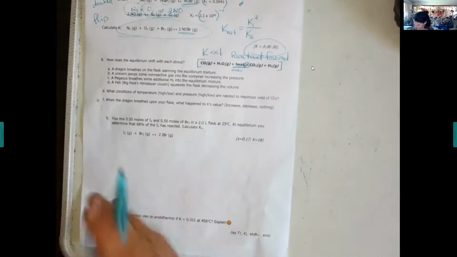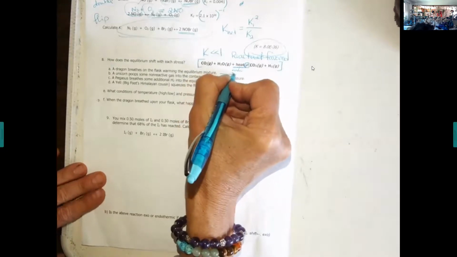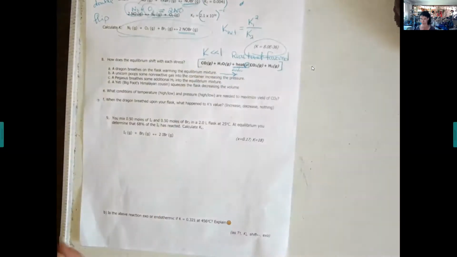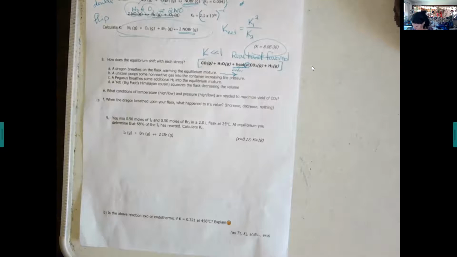Go figure. So the dragon breathes on it, heats it up. Got to use the heat. It loves the endo. It absorbs all that beautiful, wonderful heat from the dragon. Maybe it's a super hot day when you're doing this. I don't know. It's a month from now. All right. Oh, and then a unicorn comes along and poops and gives us an inert gas in there, and the pressure increases.